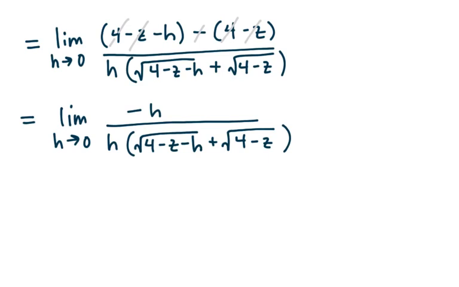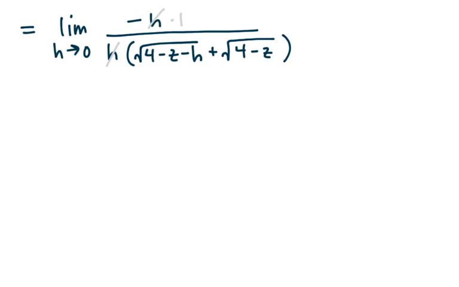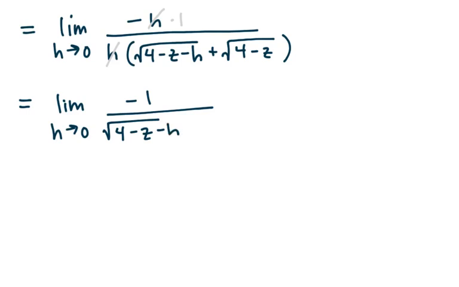And you'll notice I have an h in the numerator and an h in the denominator. That's going to leave me with a 1 in my numerator. So I have the limit as h approaches 0 of negative 1 over the square root of 4 minus z minus h plus the square root of 4 minus z. Once we cancel that initial h in the denominator, we're normally good to go at evaluating our function when h equals 0.